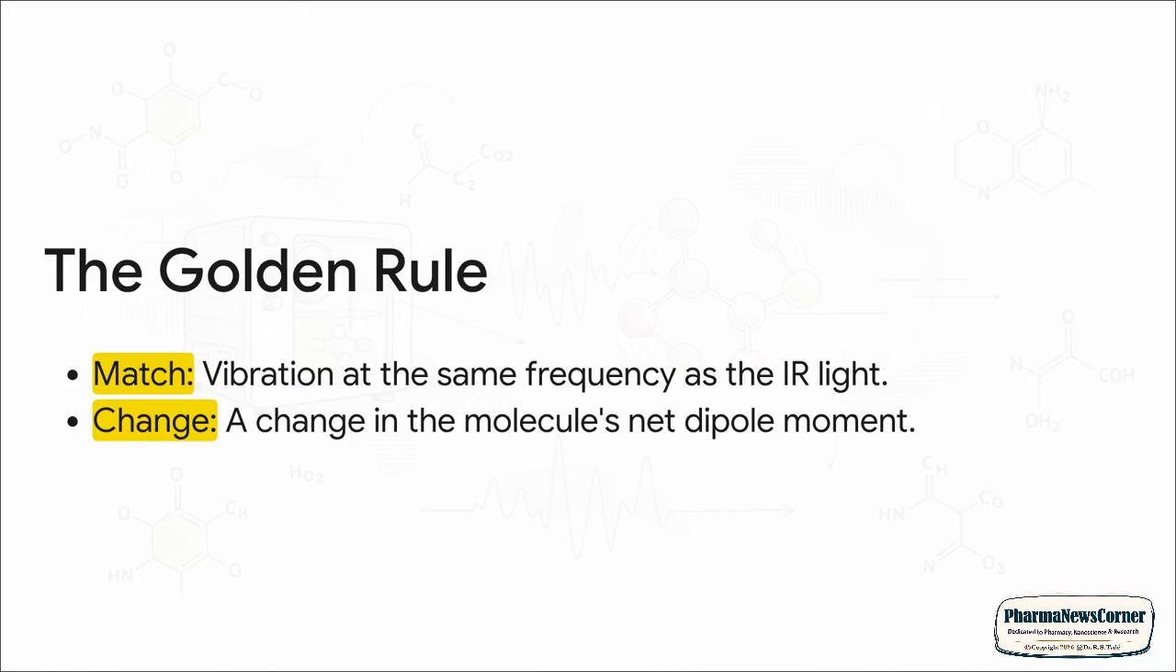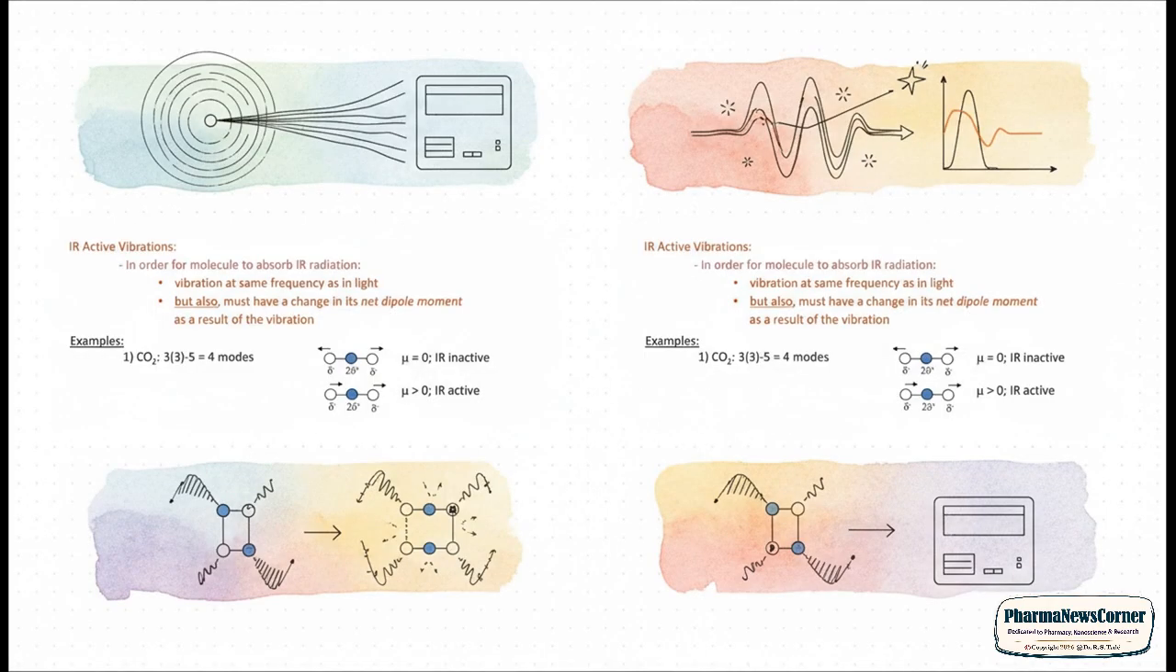Okay. Here it is. This is the golden rule of IR spectroscopy. For a molecule to actually absorb that IR radiation so we can see a signal, two things have to happen. First, the vibration's frequency has to match the light's frequency. That's the resonance we just talked about. But second, and this is so important, that vibration has to cause a change in the molecule's overall electric charge balance, what we call its net dipole moment. This does a great job of showing what that means.